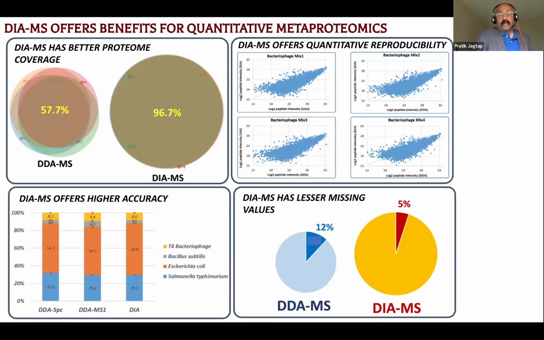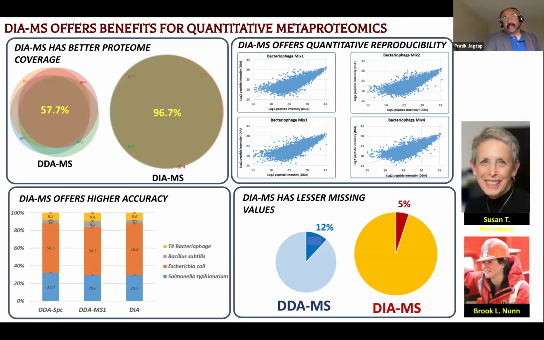So we think that DIMS could be a method that can be used for metaproteomics as well. It has been successfully used for single organism proteomics, and we worked with Sue Weintraub from University of Texas and Brooke Nunn from University of Washington, who had generated this data set so that we could analyze them.